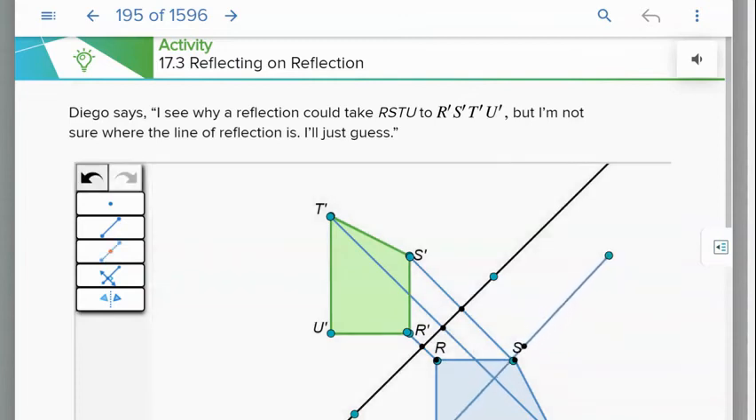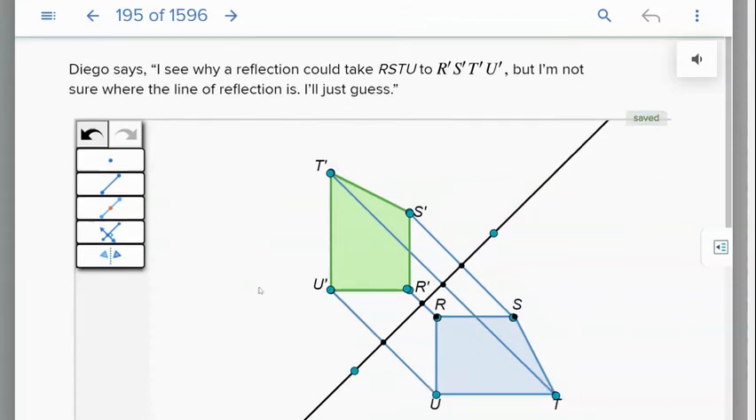So that's just something to note. And as you can see, I'm just having fun right now with the device. As you can see, each point, each vertex from U to U prime, T to T prime, R to R prime, S to S prime, their midpoints really do help out in finding your line of reflection. So that's how Diego could do this. Okay.